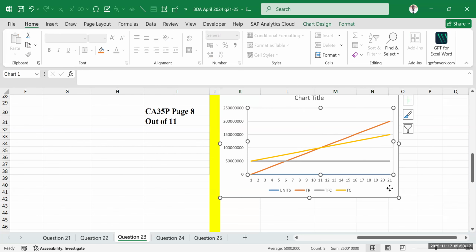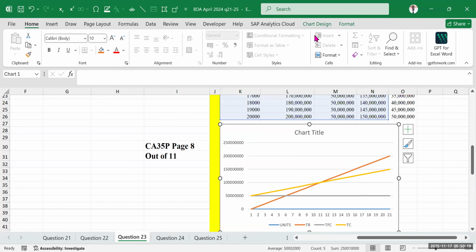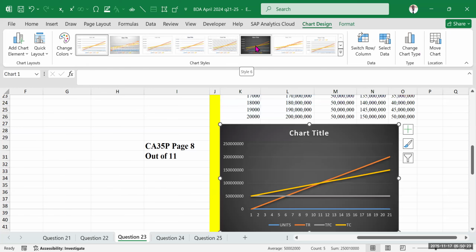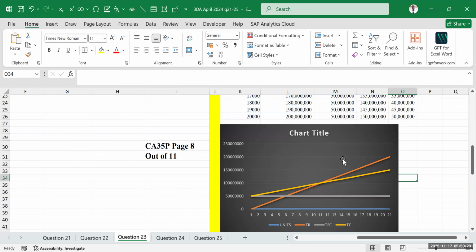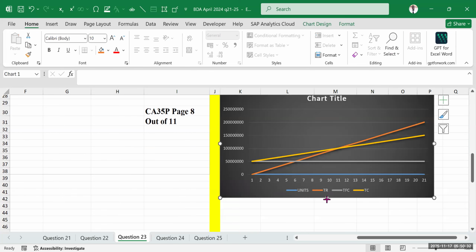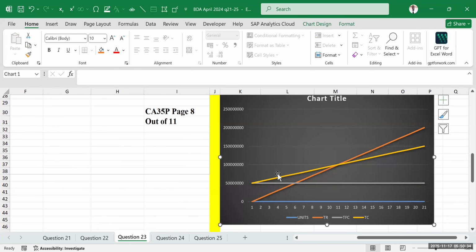If you want to use another type of chart after inserting this, you want to change the design, you could as well still go and choose. For example, if you want to use this one here, you could still pick it to change the color so that it is clearly visible, and you expand it so that you increase the size for clear visibility.